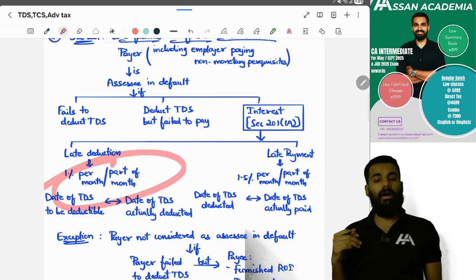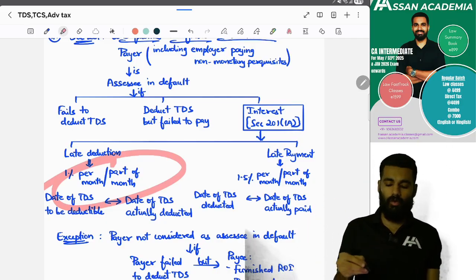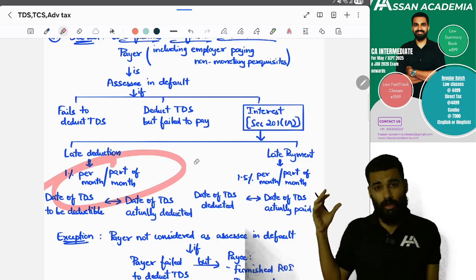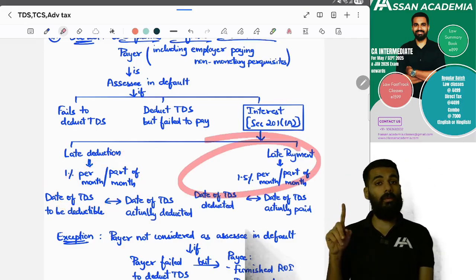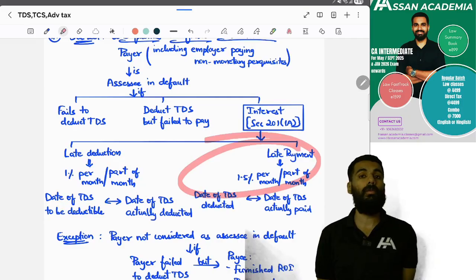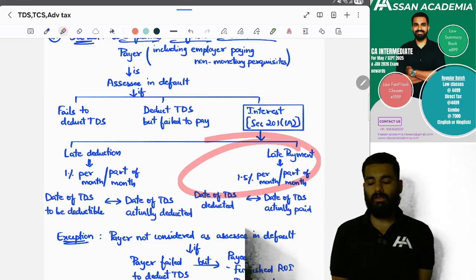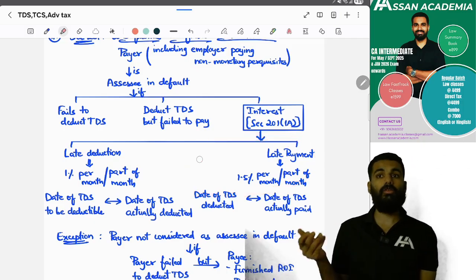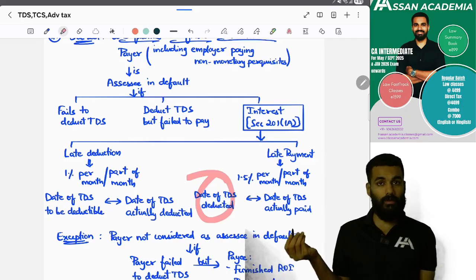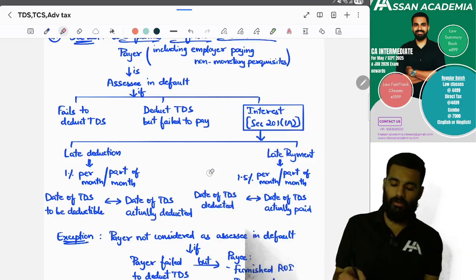from the date you had to deduct TDS to the date you actually deducted it. Or in case of payment, it's not 1%, it is 1.5% per month or part of the month, from the date of TDS deduction to the date TDS is actually paid. Yes, so that is from the 7th of next month to when you have actually paid.